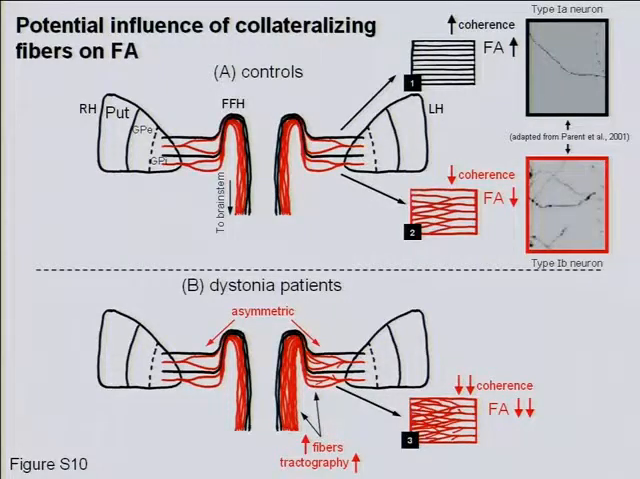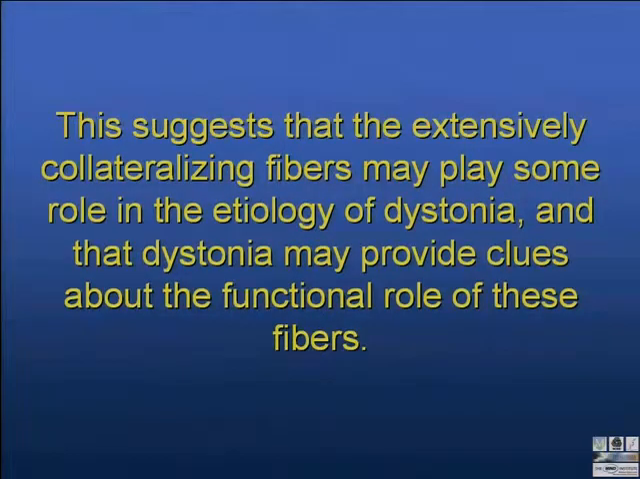So in dystonia, one possibility is that this asymmetry results from more of these collateralizing fibers on one side than the other. Another possibility is that there's the same number of fibers, but they're collateralizing more extensively. We obviously don't know which it is, but it begins to tie in the idea that these fibers might have some important role in dystonia.